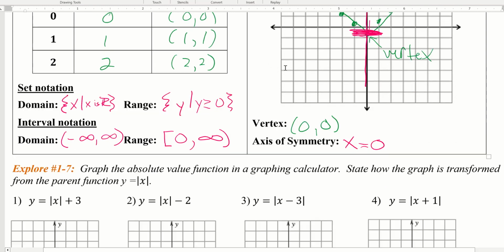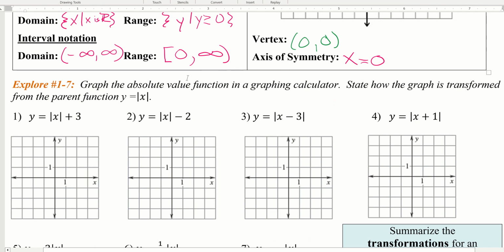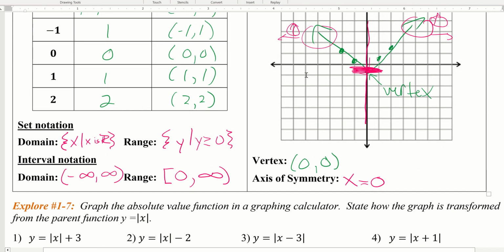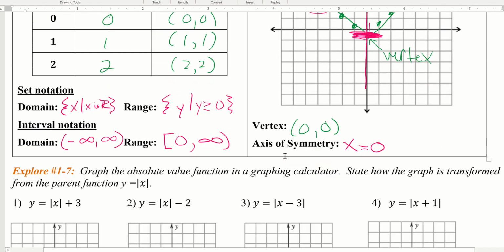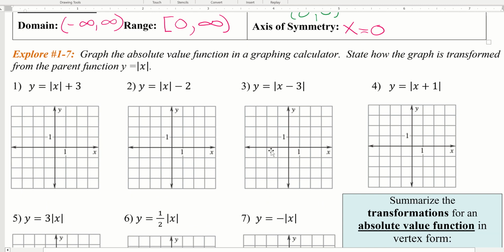Okay, now it says here, graph the absolute value function in a graphing calculator. State how the graph is transformed from the parent function. So remember this parent function, keep that in your head. It starts at 0 and shoots off. Right, so ask your teacher for a graphing calculator and you can practice this when you're in class. So I'll go through this super quick.